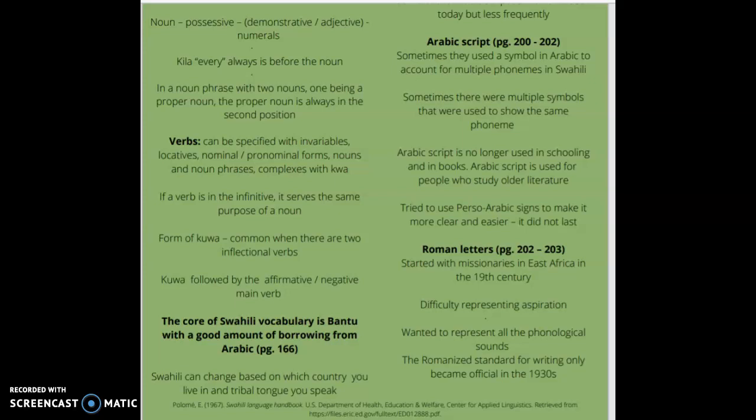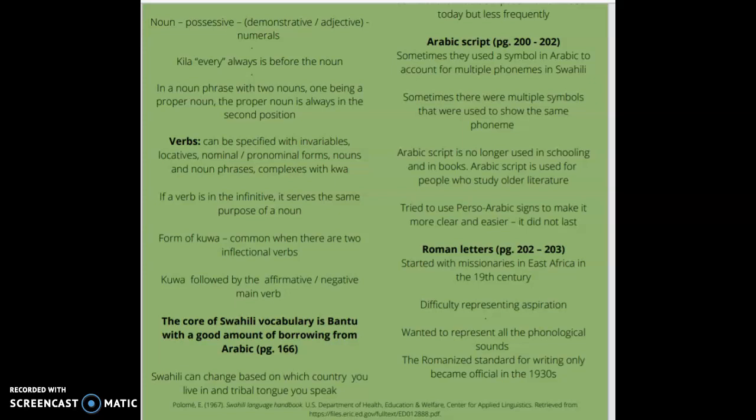And you can also have complexes with kua, which expresses a purpose, a cause, means, manner. But kua is usually common when there are two inflectional verbs. However, if a verb is in its infinitive form, it serves the same purpose of a noun and can come either before or after the inflectional verb if there are two verbs. Like I said, kua is usually there if there are two inflectional verbs.